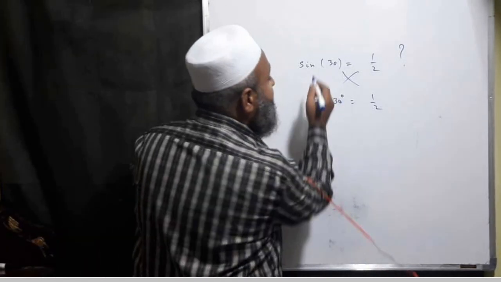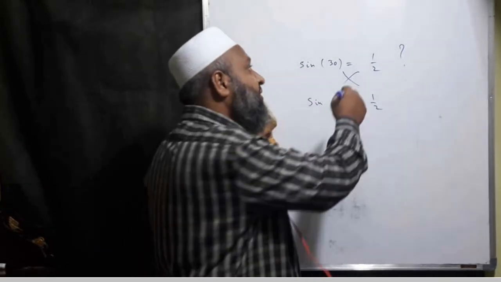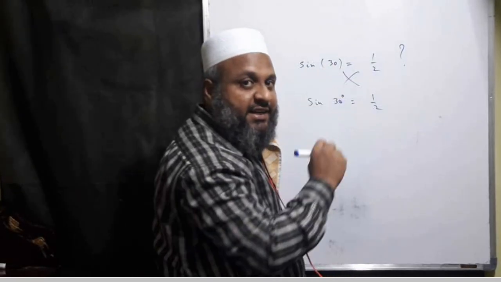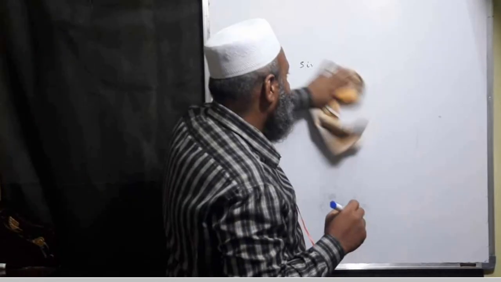So if you type sine in a calculator, and if the calculator is in radians mode, it will not give you 1/2. If it is in degrees mode, it will give 1/2. Okay, back to the point. That's however a simple issue.